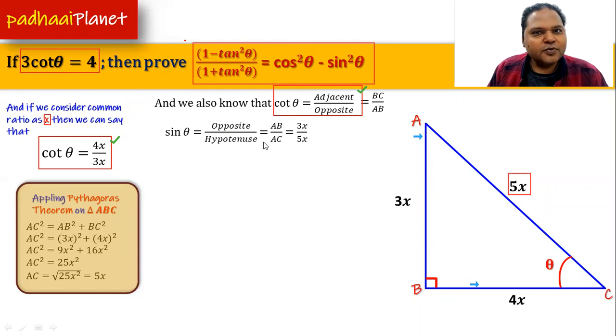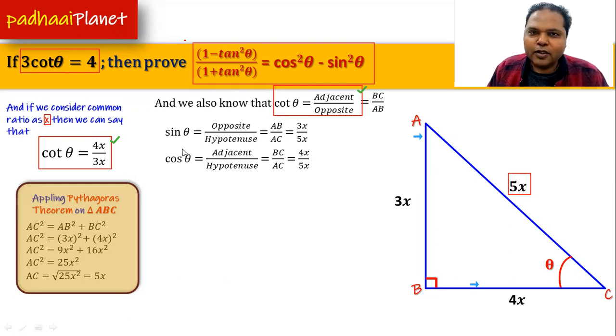And hypotenuse is very simple in any right angle triangle. The side A, which is opposite to the 90 degree, is always considered as the hypotenuse of the triangle. And therefore, we can clearly write that AB over AC is the sine theta ratio, right? And the values of AB and AC are also known to us, and that is 3x over 5x, right?